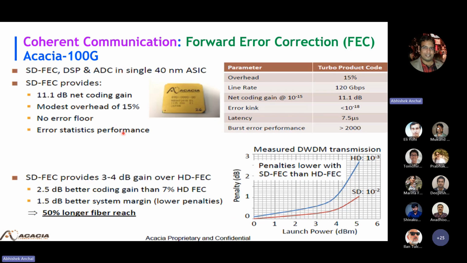This is one of the data sheets you can see for 100G in Acacia. You can see it's 15% overhead, 11.1 dB net coding gain, etc. You can also see what the error is after the FEC. It's very low, and so on. You can see the coding gain, etc., for different FEC. You can also see that hard decision decoding doesn't work well. The penalty is higher for hard decision decoding, and for soft decision it is lower.